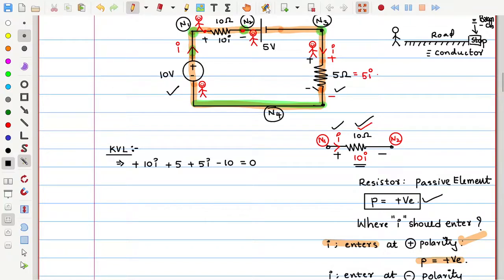Now, is there any advantage of this KVL equation? Check it. Can I find this unknown current in this circuit by this KVL equation? So 10 plus 5 is 15I is equal to, 5 minus 10 is minus 5. If I bring it to the right side, that becomes 5. So I is equal to 1 by 3 amperes. See how nicely we utilized Kirchhoff's voltage law to find the current in this circuit.